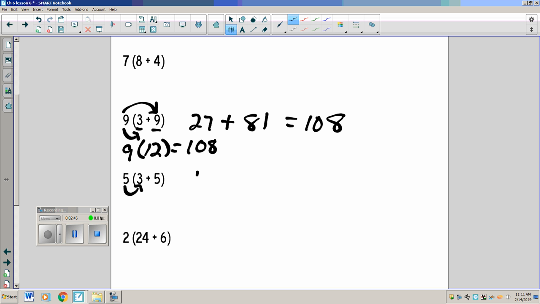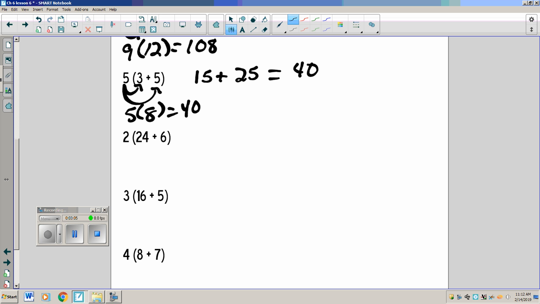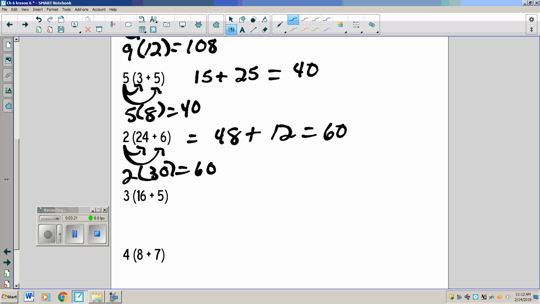5 times 3 is 15. Plus 5 times 5 is 25. Add those together, you get 40. If we do the parentheses first, that also gives us 40. 2 times 24 plus 6. 2 times 24 is 48. Copy the operation. 2 times 6 is 12. That equals 60. 2 times 30 is 60.